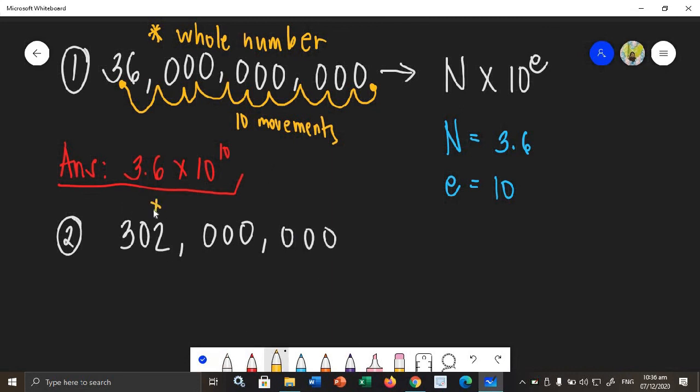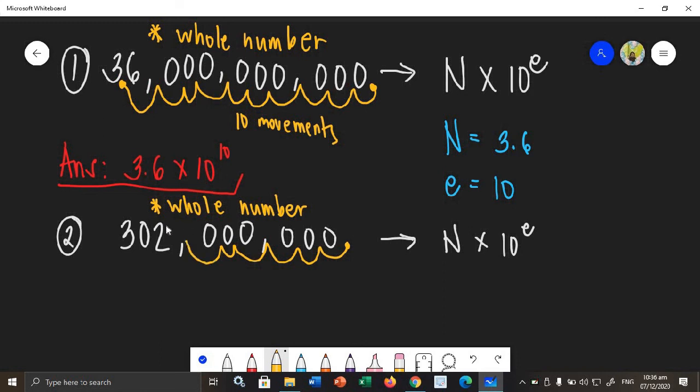Again, our given is still a whole number. So we can anticipate that its exponent is positive, because the given is still a whole number. And its decimal point is always at the end. So let us move the decimal point to the left again, because the given is a whole number. So, we have 1, 2, 3, 4, 5, 6, 7, 8 movements. I have 8 movements there. So, the value of your n is 3.02. The value of your E is positive 8.